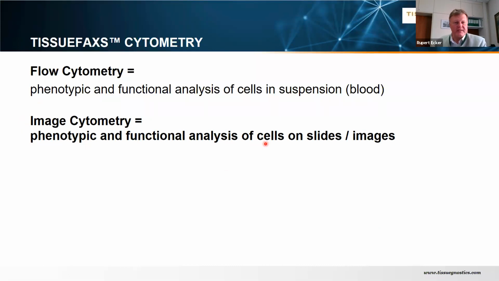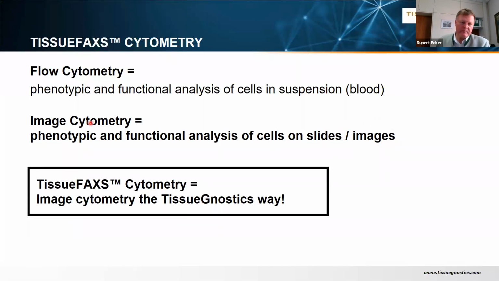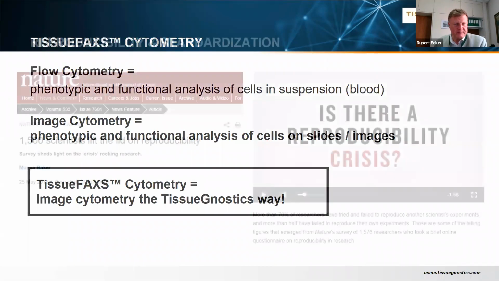There is now another method called image cytometry, which offers the same type of analysis, but this time the cells are in tissue sections, and the tissue sections are on slides, and the slides are scanned. So we have heard a lot about slide scanning in this conference, especially in the last presentation. What we do is we digitize or use the virtual slides, which come from slide scanners, and analyze the images. And this is called image cytometry. Now, TissueFAXS Cytometry is in fact image cytometry, the specific way TissueGnostics is doing it.